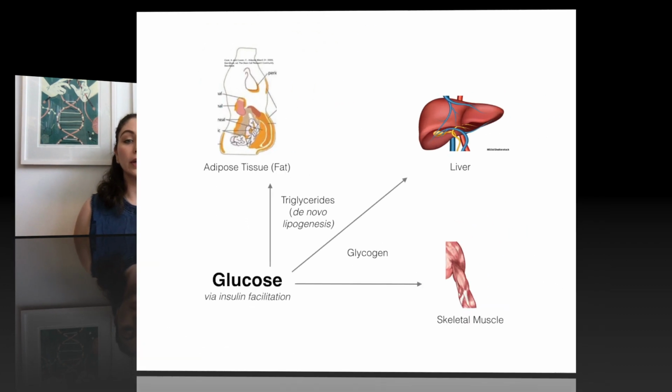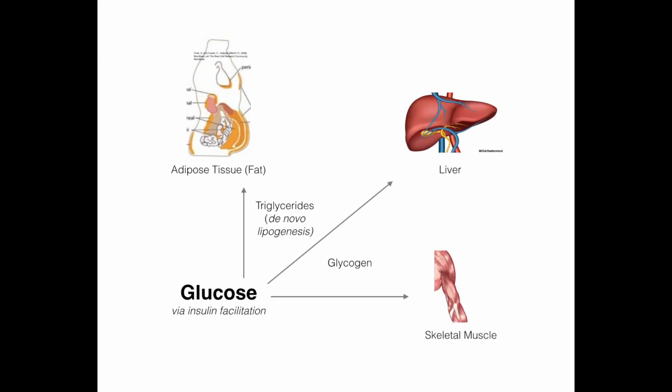So glucose can be stored in liver and muscle cells as glycogen mainly, and in the liver and fat cells as fatty acids, which then become triglycerides or fat as part of a mechanism called de novo lipogenesis. So overall, insulin promotes energy storage and promotes the clearance of blood sugars from the blood.